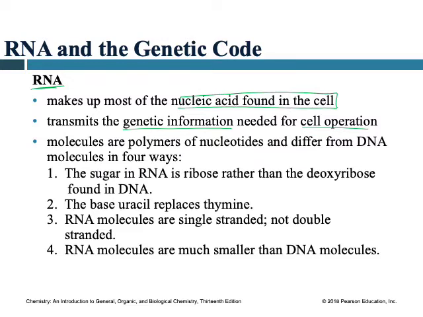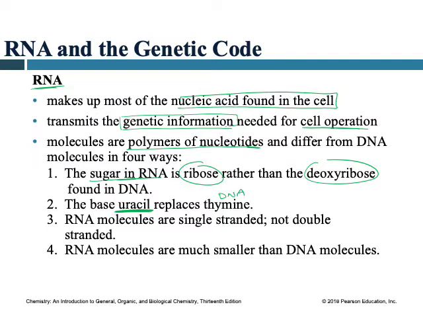We're going to see later in the chapter how RNA is helpful to transmit the genetic information from the nucleus to the outside of the nucleus, to do a cell operation. Okay, and then we already talked about RNA being a polymer of nucleotides, and it differs from DNA in 4 ways. The sugar in RNA is ribose. We already talked about in DNA it is deoxyribose. In RNA we use uracil. In DNA we use thymine.